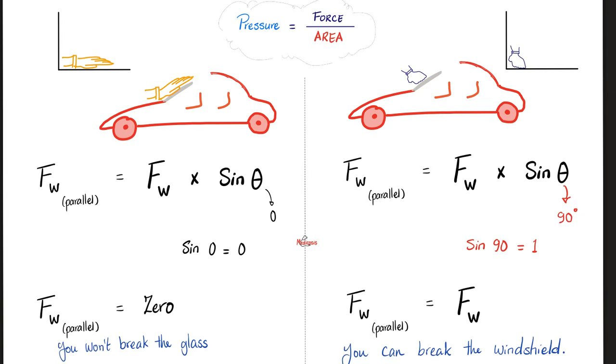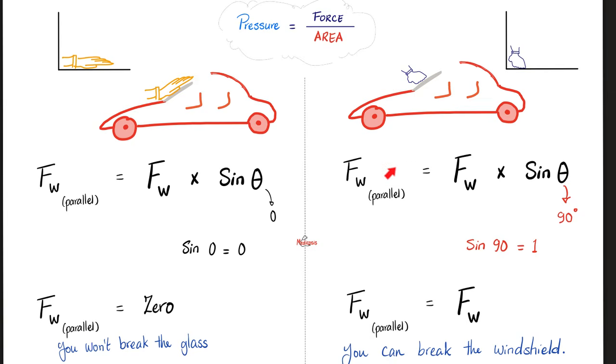But there is another reason, and this is the angle. When you were wiping the windshield, you are massaging it. What's the angle between your hand and the horizontal axis? No angle, it's 0. And what is sine 0? 0. When you multiply 0 by something, what do you get? 0. Therefore, you will not break the glass while wiping it.